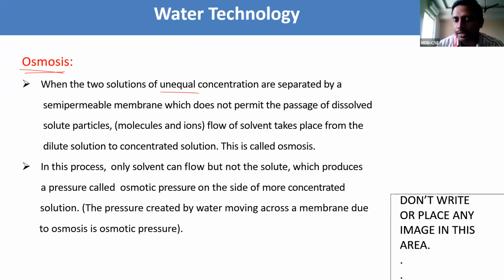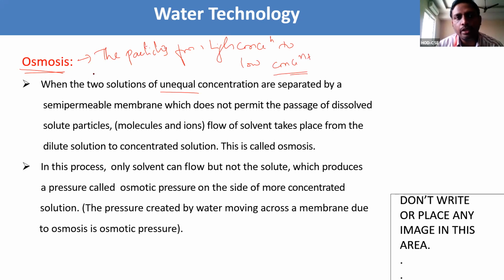But for the desalination of brackish water, we are doing it in a reverse way. That is reverse osmosis. Osmosis is the movement of particles or ions from high concentration to low concentration. But in the desalination of brackish water, we are doing it the reverse way, from low concentration to high concentration, which is reverse osmosis.